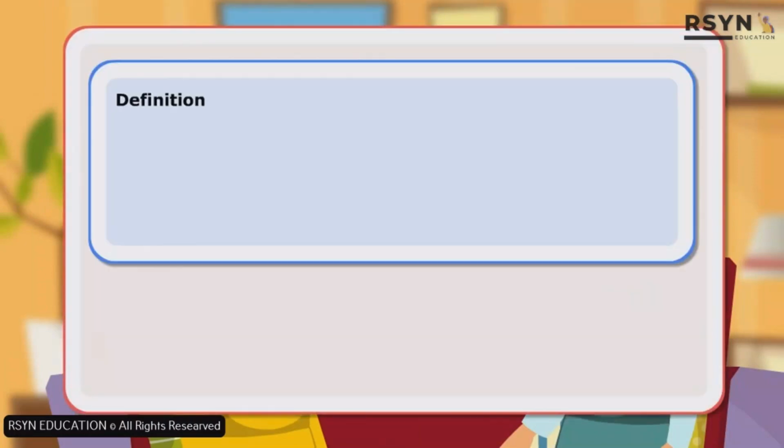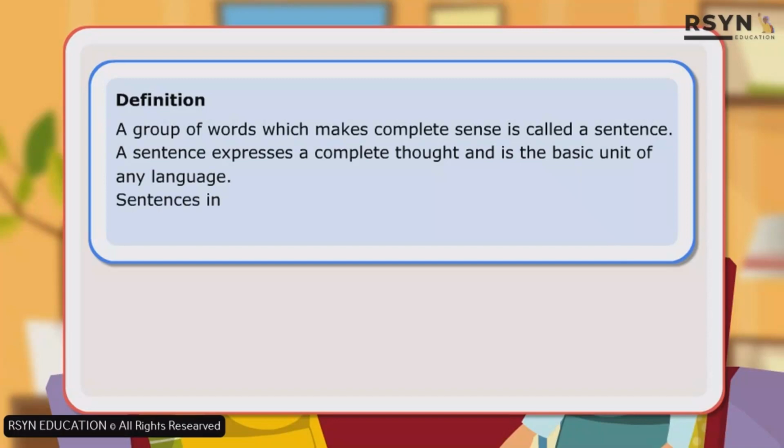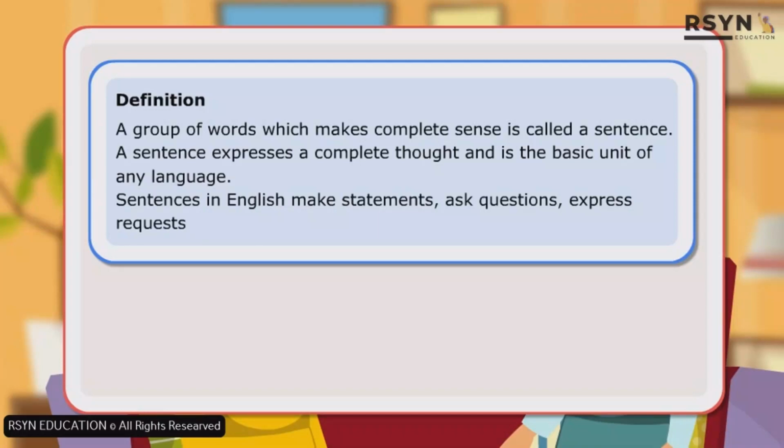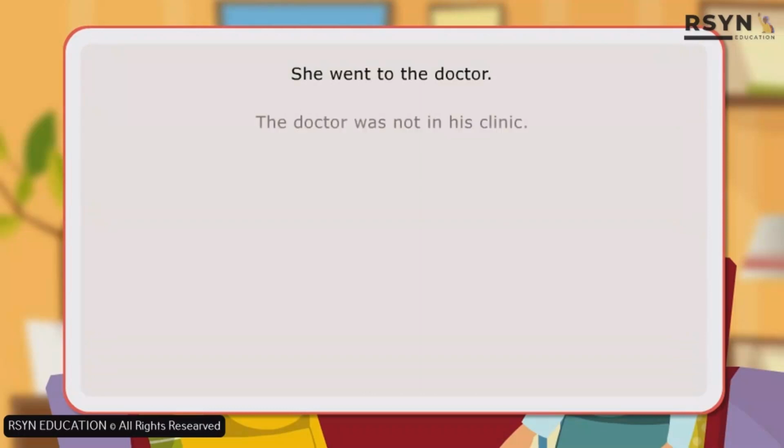Definition. A group of words which makes complete sense is called a sentence. A sentence expresses a complete thought and is the basic unit of any language. Sentences in English make statements, ask questions, express requests or commands, suggestions and exclamations. Let us look at some rules of sentence formation in English. The first letter of any new sentence is always capital.